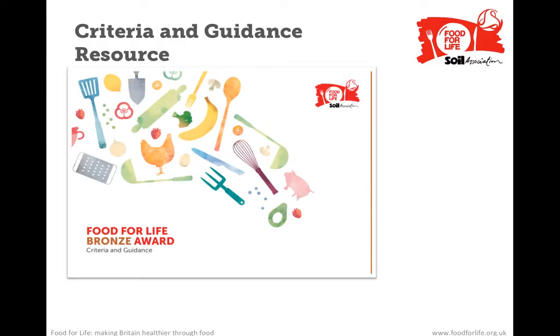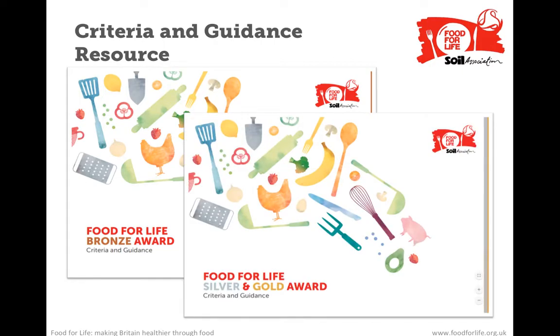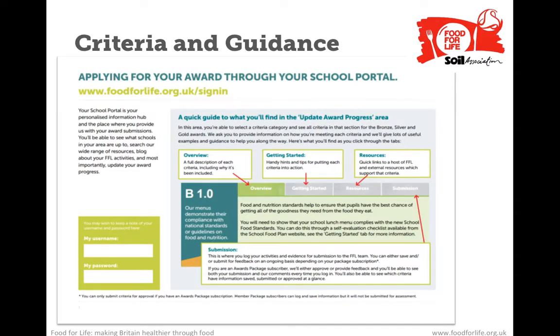You should have received your bronze award criteria and guidance booklet in your welcome pack by post. There'll also be a copy of the silver and gold award criteria booklet as well. These booklets are really great resources for helping you to work towards your Food for Life award. Feel free to pause the video and go and grab your copy if you want to have a little look through as we go. On the inside cover, you'll see there's a little area for you to pop your school portal login details. This is really handy if you've got more than one person who wants to access the portal, so that you can share the login email and also the password so that you don't forget it.